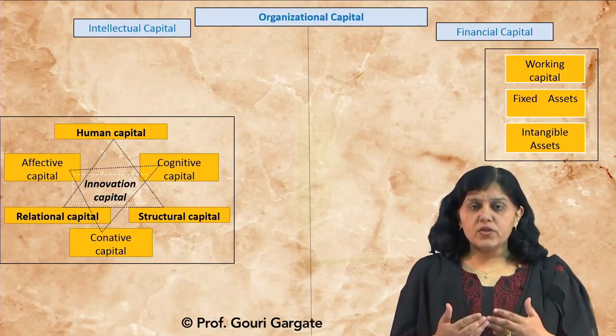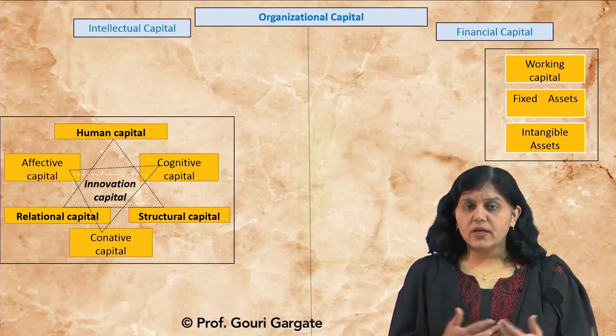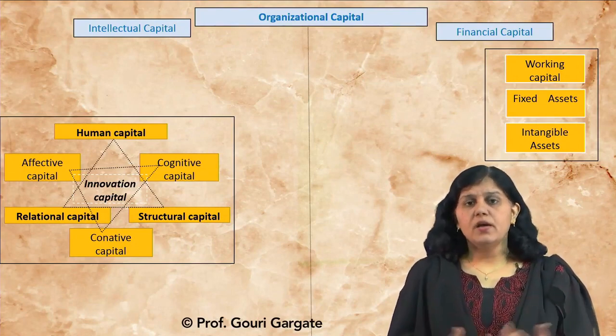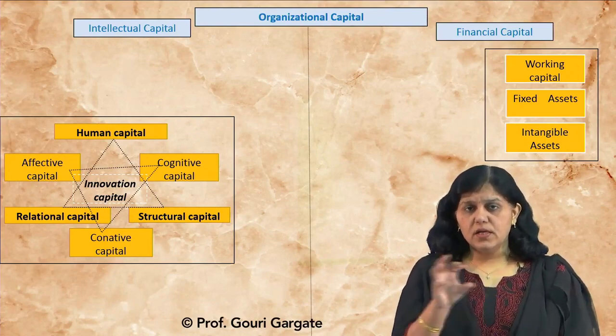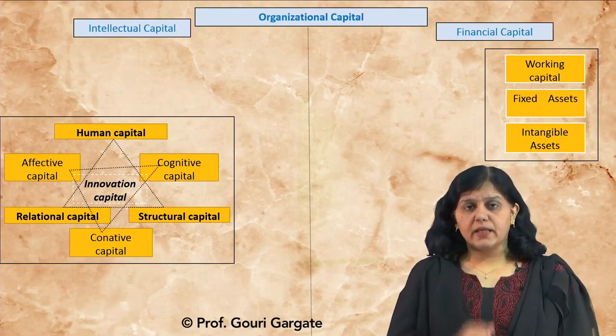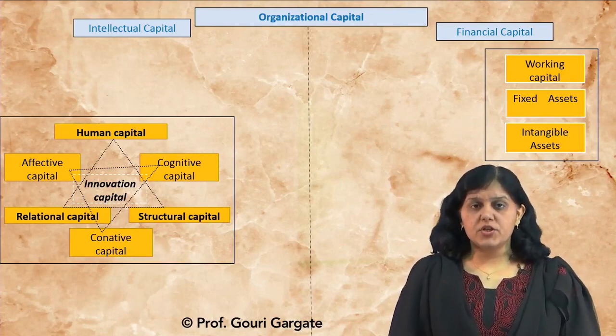You can apply it to an individual, to your lab, to your institute, to your organization. Wherever you are doing research, you can apply this, whatever the model is, or this complete research planning, right. So two parts are there: intellectual capital and financial capital.